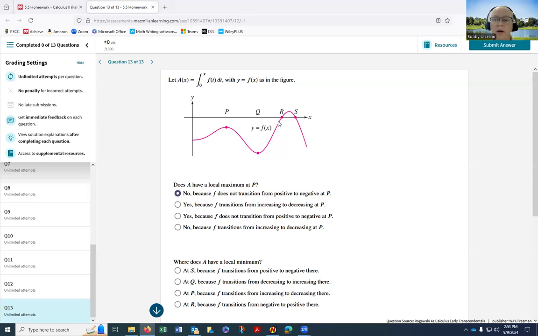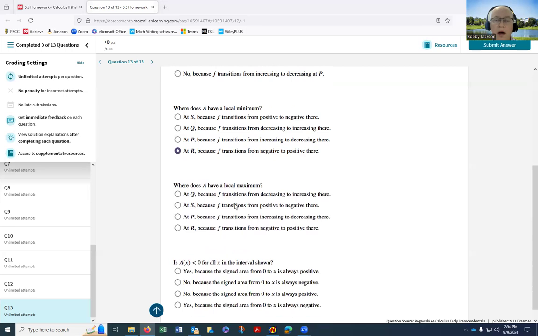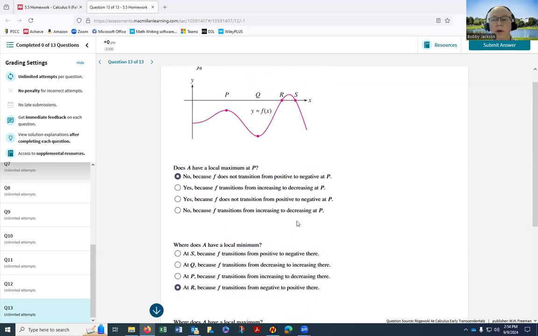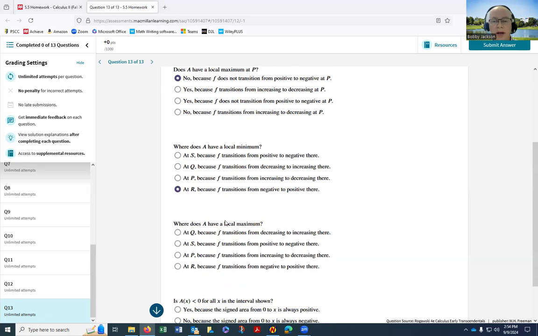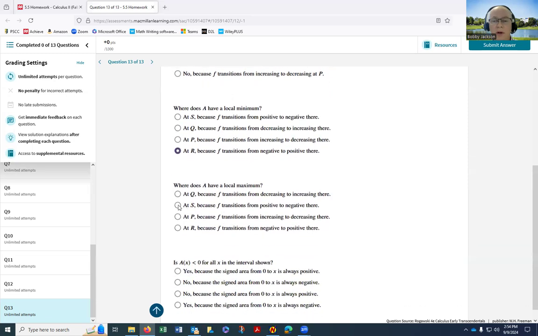Where does that occur? Well, negative to positive occurs at R, right? To the left of R, the derivative is negative. To the right, it's positive. So it's at R because the function transitions from negative to positive there. Where do we have a local maximum? Well, as I said, we have to have a critical point, and we have to change from positive to negative for a local maximum. That occurs at S. So S is where we are going to have a local maximum.